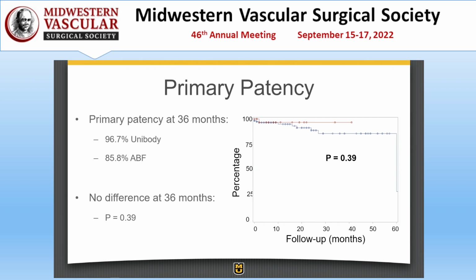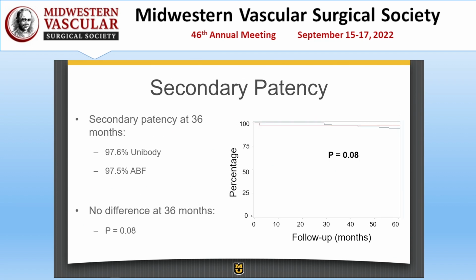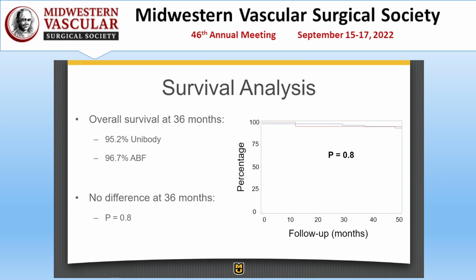When we take a look at our patency data at 36-month follow-up for these population groups, we see that there is no statistically significant difference in primary patency for patients treated with a unibody endograft compared to those treated with aortobifemoral bypass. Similarly, for secondary patency, we see similar results for both approaches as well. And finally, when we look at survival analysis at 36-month follow-up, there is no statistically significant difference between those treated with unibody endograft and those treated with aortobifemoral bypass.